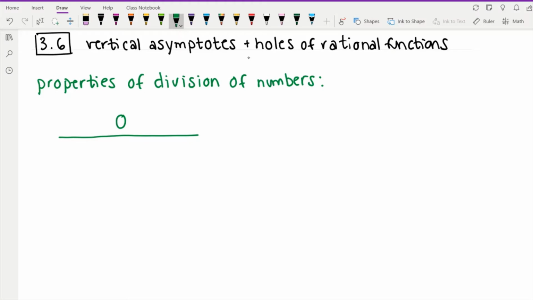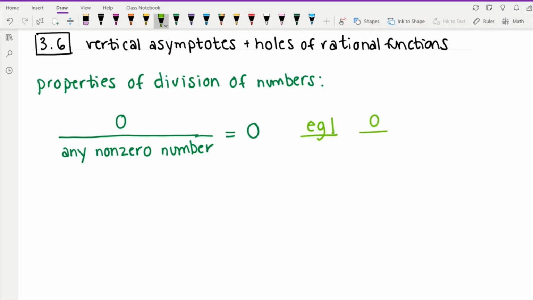restating. So if you have 0 and you divide 0 by any non-zero number, so 0 divided by 3, 0 divided by -12, 0 divided by 0.8, 0 divided by any number other than 0 is always going to equal 0. So an example of that would be something like 0 divided by -7 is going to be 0.